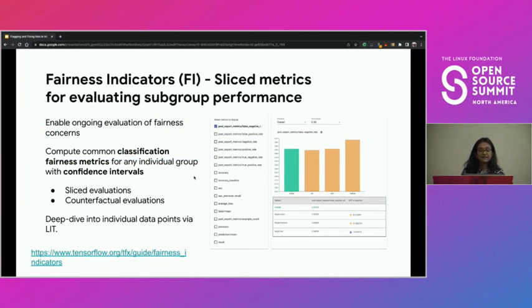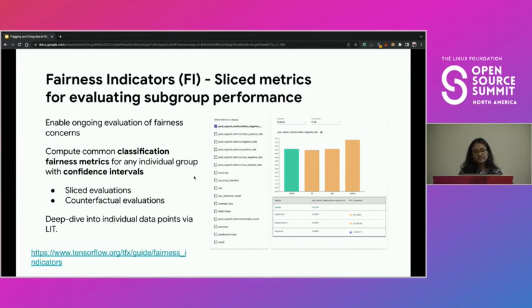So one is Fairness Indicators. Again, this is open sourced. Essentially you can look at sliced metrics across the various groups, and you can see how you're performing over the female group or the male group or the LGBTQ group and so on. And you can slice it across whatever user groups you thought about in defining the problem stage, and see how you're performing.